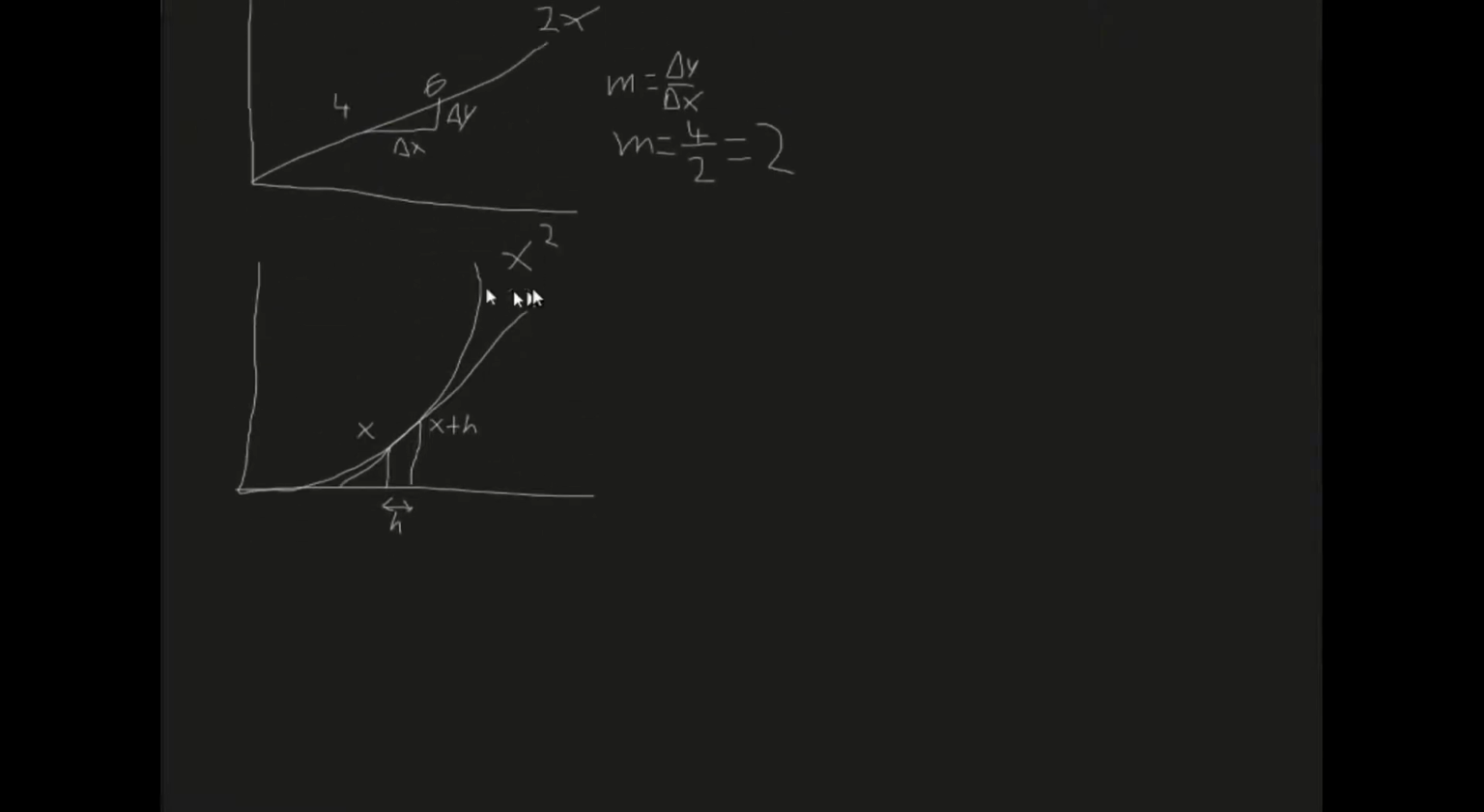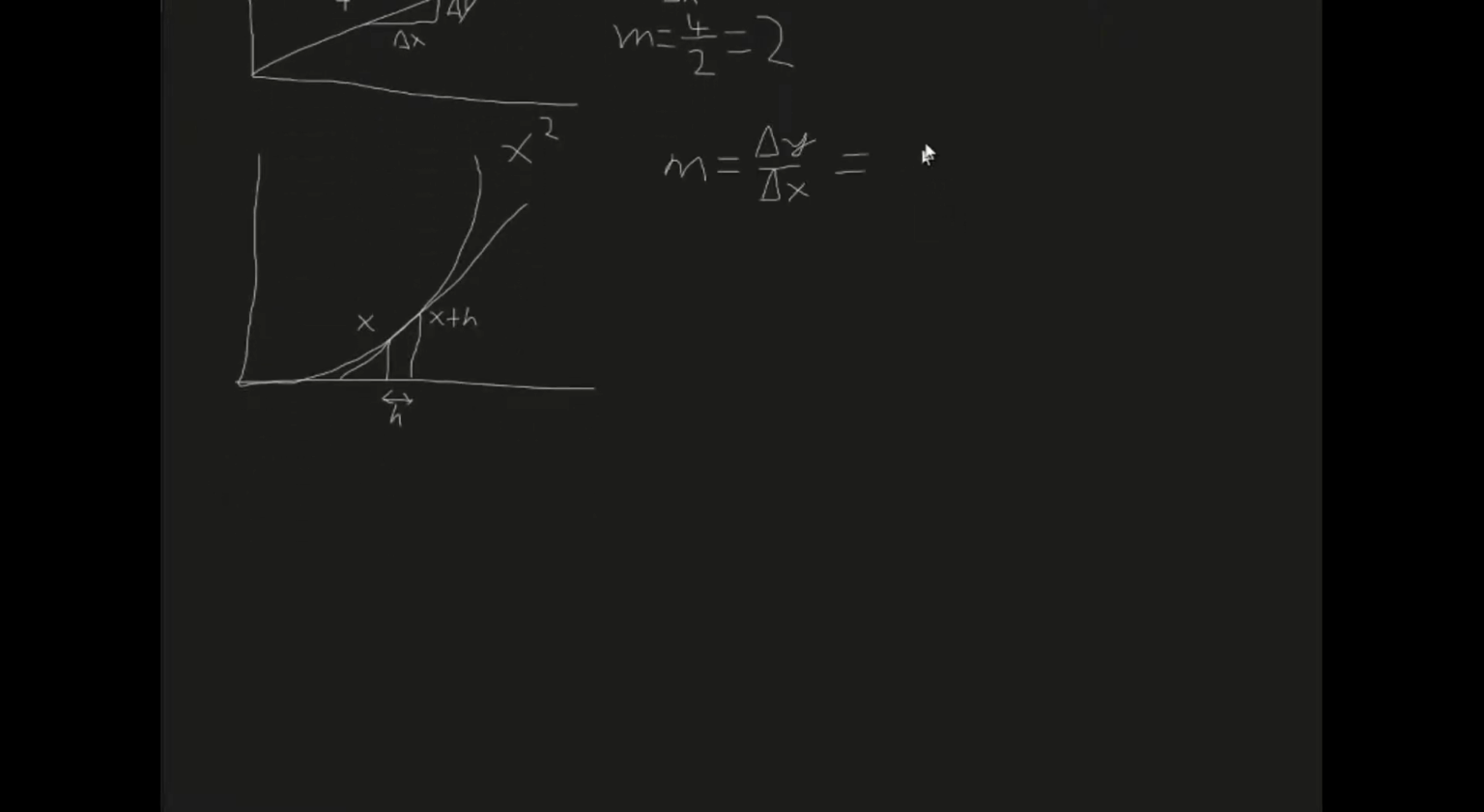So basically, it's literally just the same thing. So that would be x plus h squared minus x squared over h, because we already know this distance is h. And then that would be x squared plus 2hx plus h squared minus x squared. These two cancel out, and then this is over h, but then the h's cancel out. So this is 2x plus h.